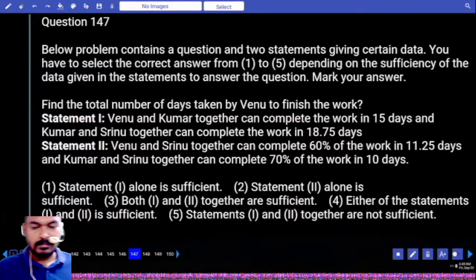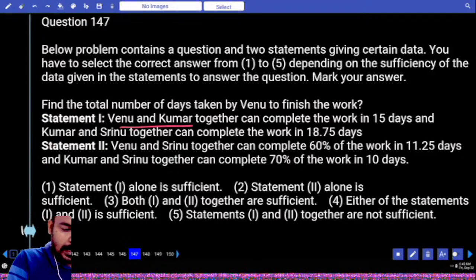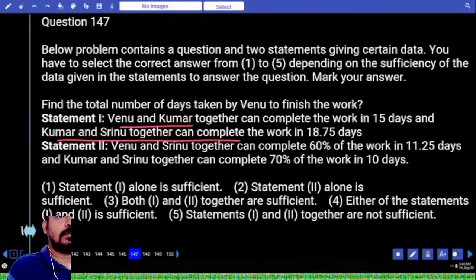Next question number 147. Find the total number of days taken by Venu to finish the work. First statement, Venu and Kumar and Srinu is given. There is no clarity about individual efficiency and total work, or not. Only 1 alone, not sufficient.